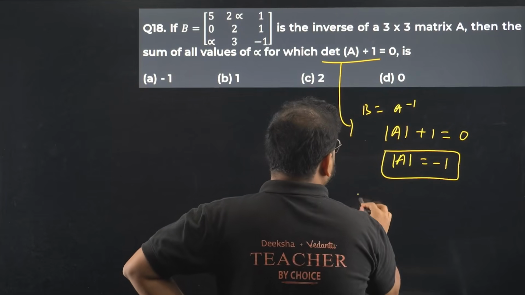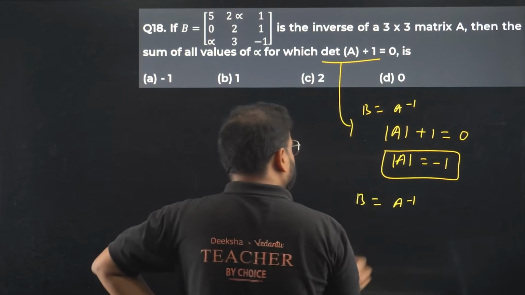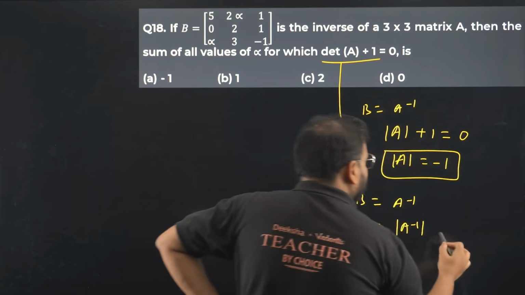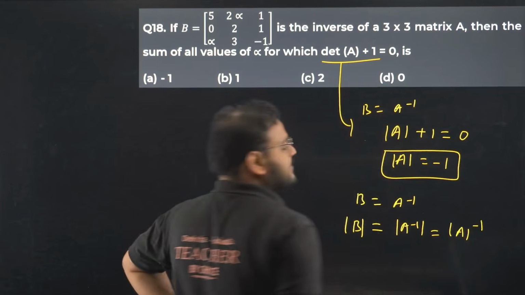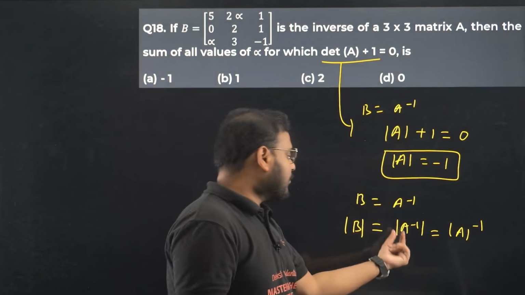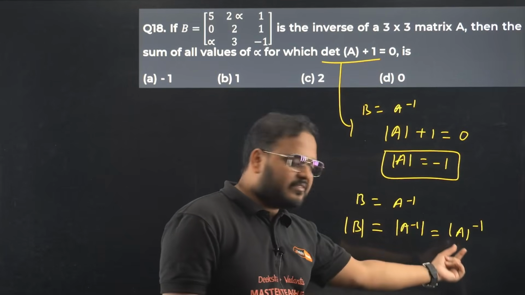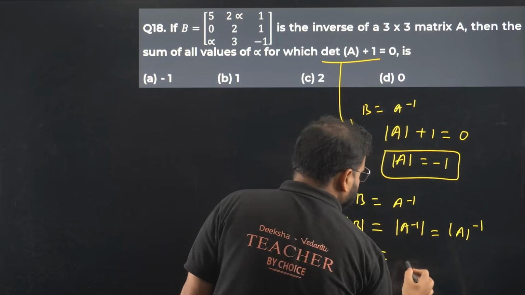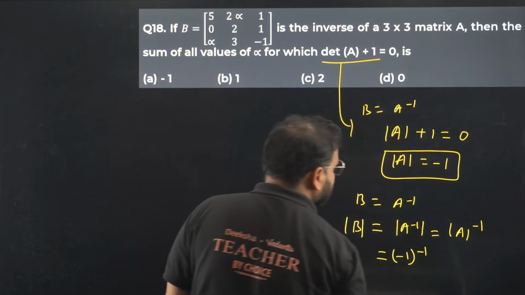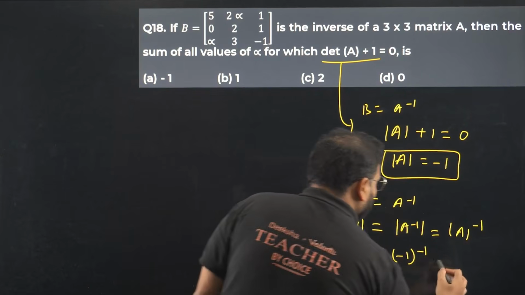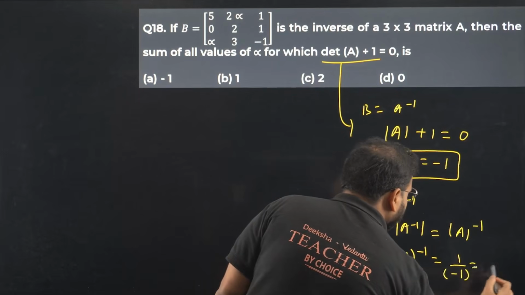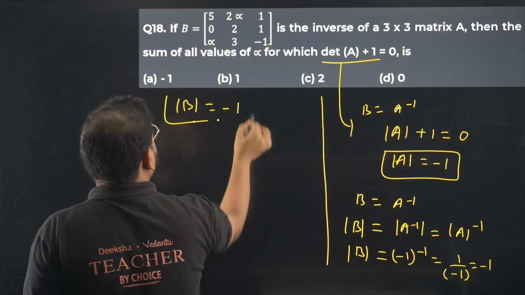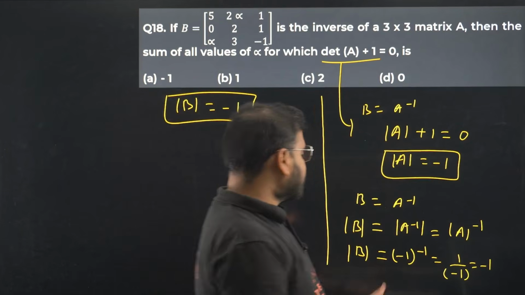They're saying B is the inverse of A. Apply determinant on both sides. We get determinant of B equals determinant of A inverse. We have the property, remember? We learned the property today only. If you have to find the determinant of A inverse, simply find the determinant first, then take the reciprocal. So determinant of A is minus 1, and minus 1 to the power minus 1 is simply 1 by minus 1, which is minus 1. So I'm getting determinant of B equal to minus 1. I hope this part is clear to all of you.